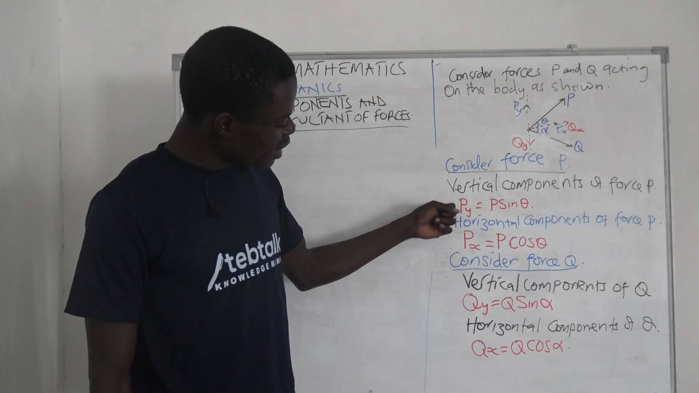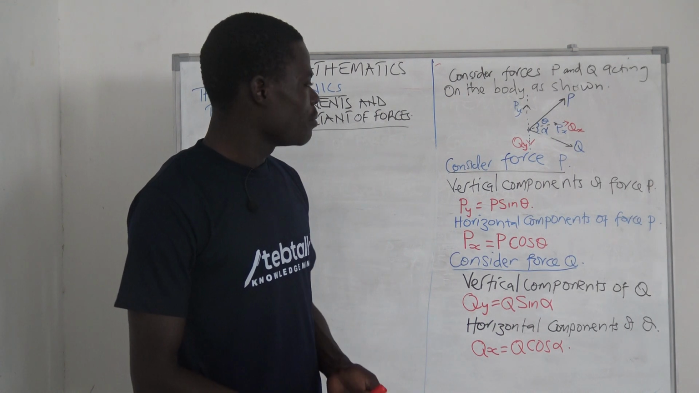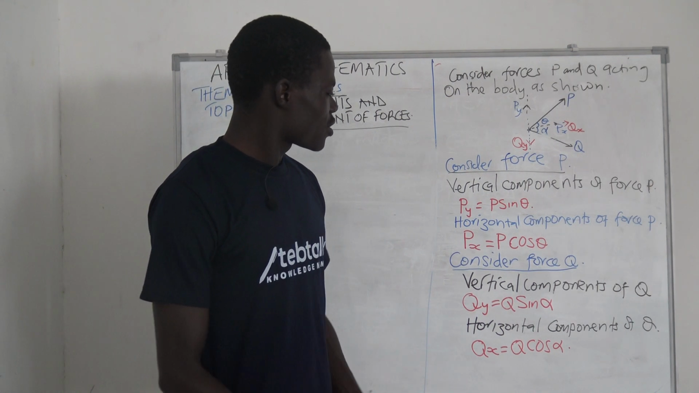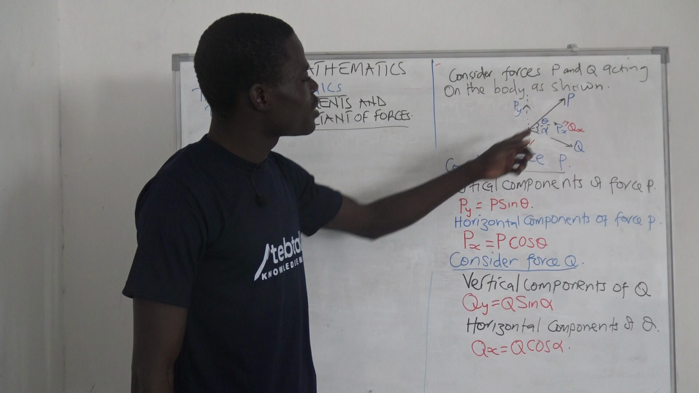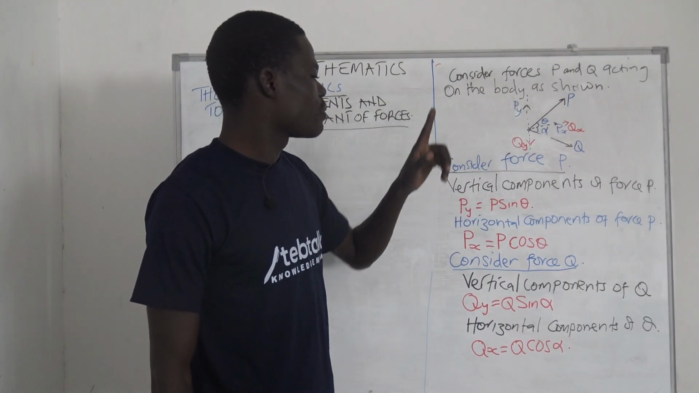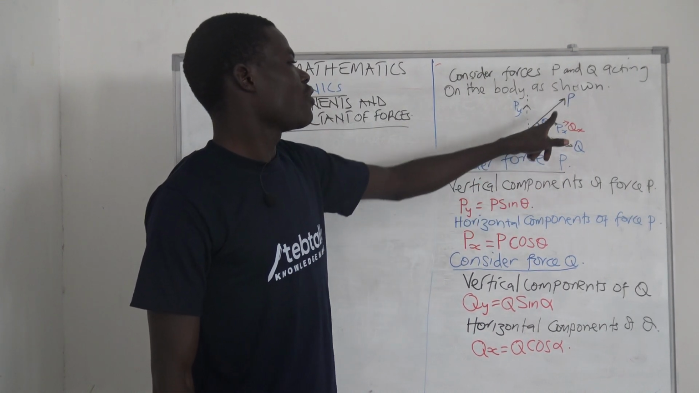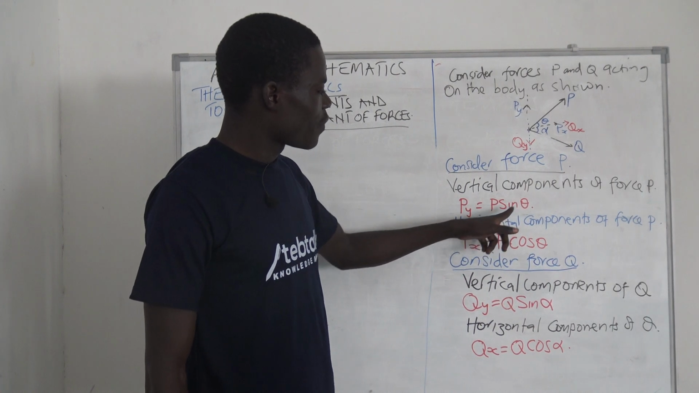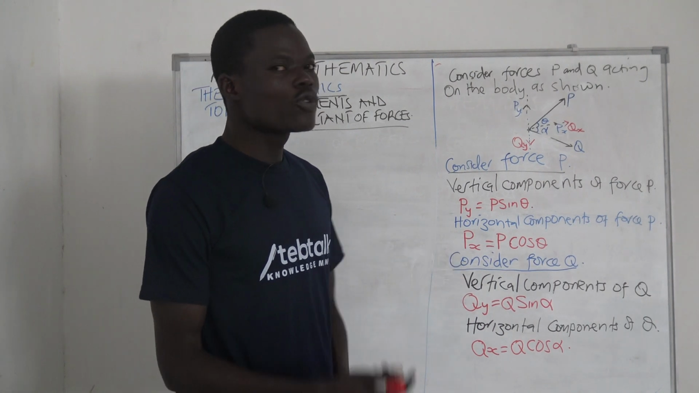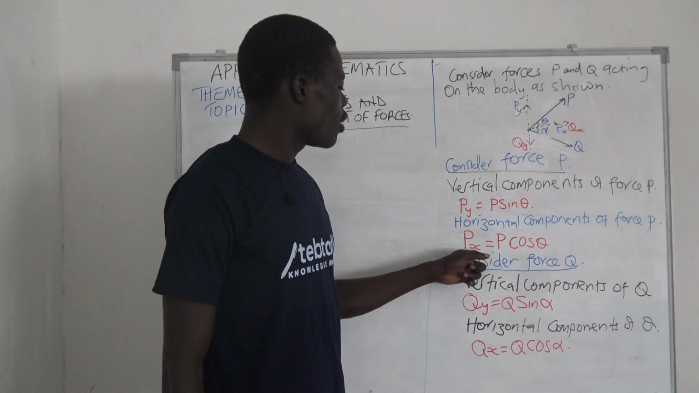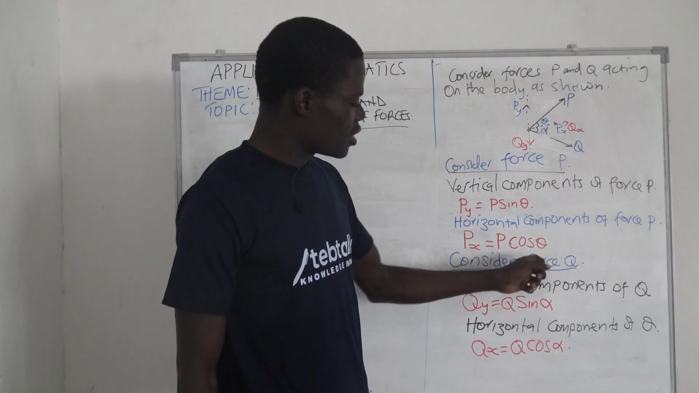When calculating the vertical component, you take that force times the sine of that angle. We have been mentioning it since the previous lessons. So the vertical component of force P is P times the sine of the angle for P, which is star: Py equals P sine star. Then for the horizontal component, we use the cosine of that angle: Px equals the force P times cos star.